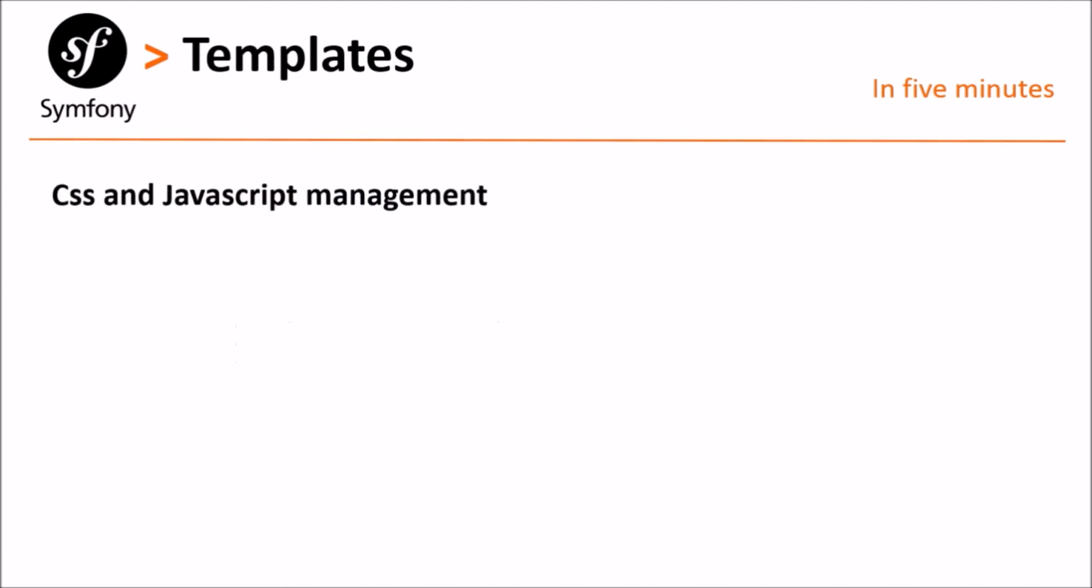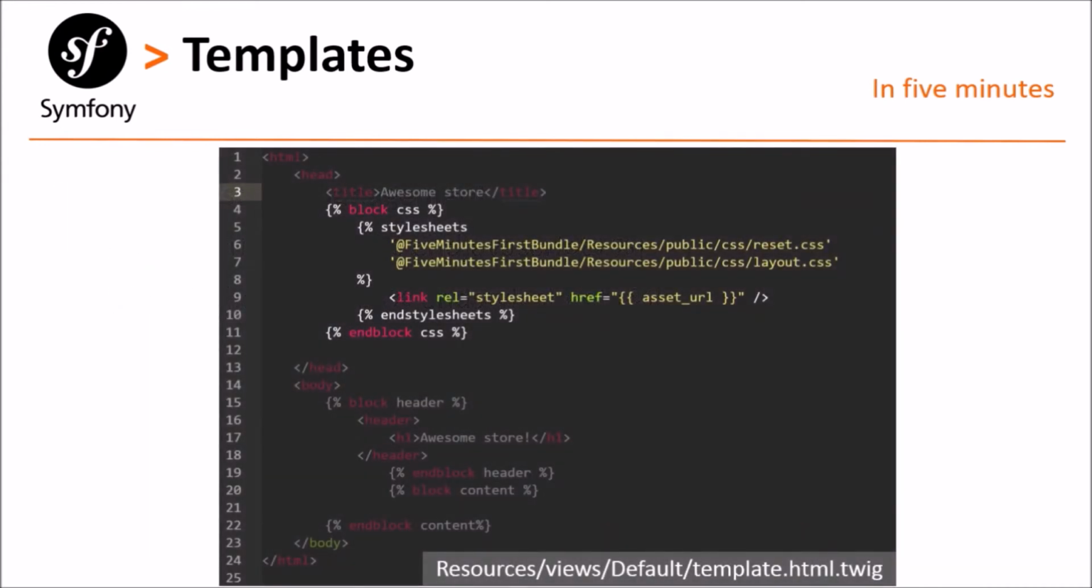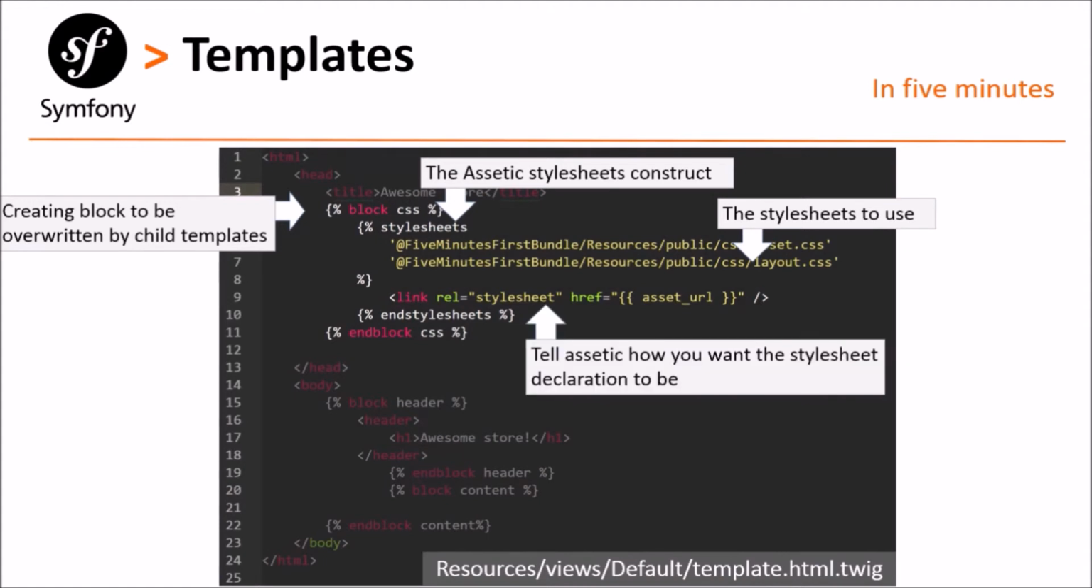So we have seen templates and views, but how do we manage our assets? Symfony comes with Assetic. Assetic provides two simple Twig constructs, javascripts for JavaScript management and stylesheets for CSS management. They both work the same: just pass the files and Assetic will do the rest. So let's add the common styling files to the template. First, we create a block css. Child templates can overwrite it if they want to. Then we add the stylesheets construct, pass in the CSS files to use, and tell Assetic how the HTML markup should be. The asset_url variable will contain the path to the asset file.